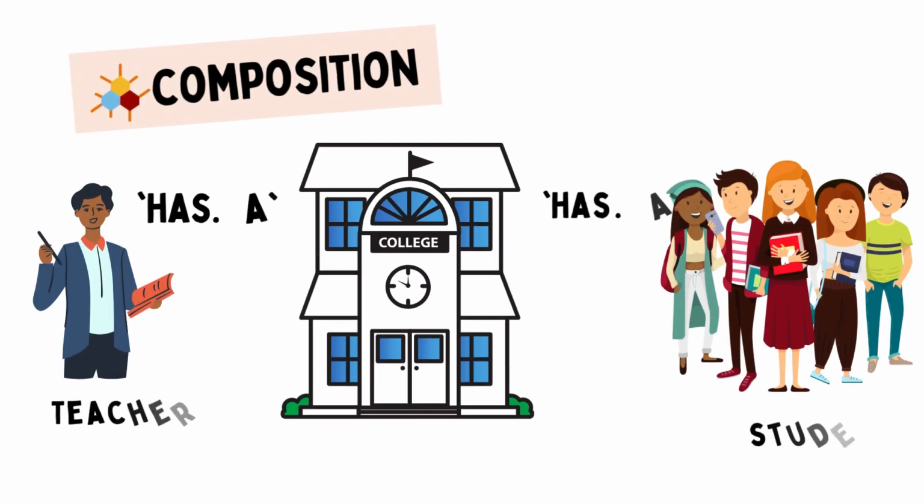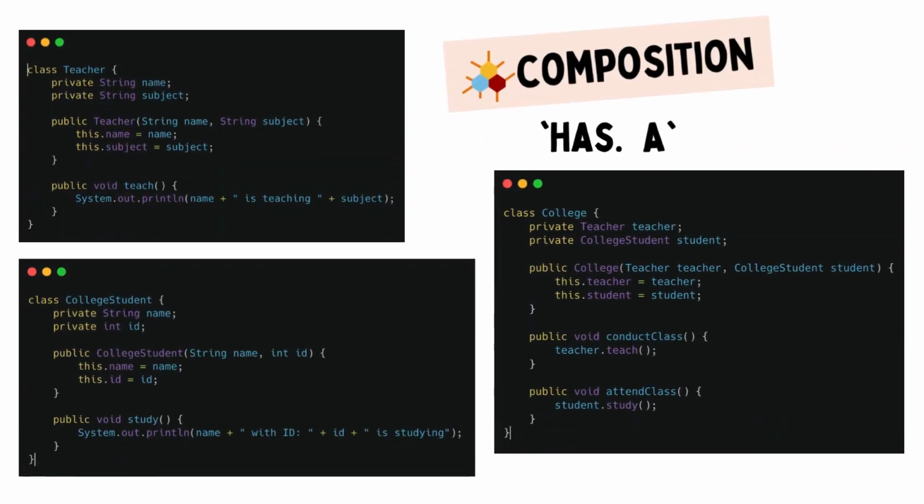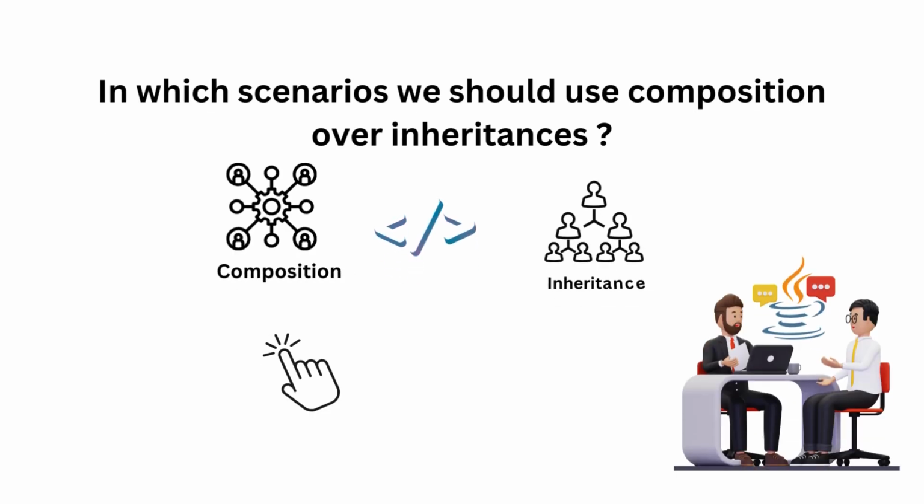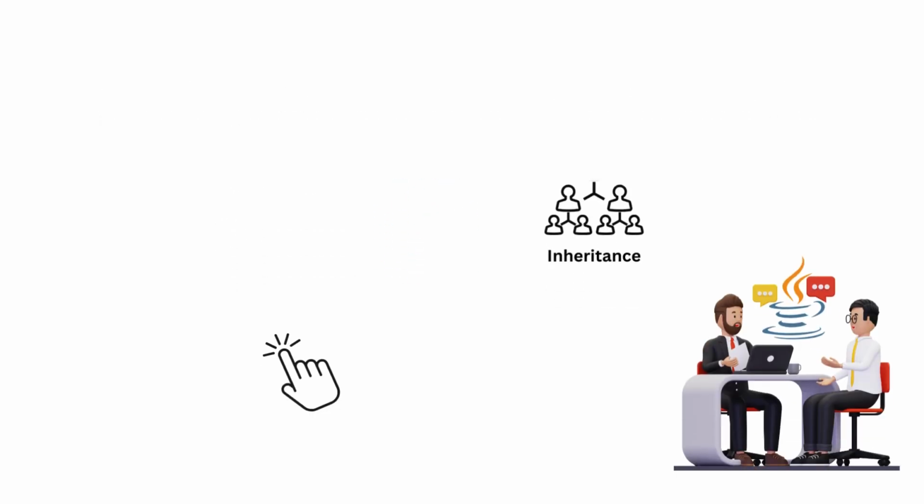Now let's move to composition. Composition is a has-a relationship where a class contains an instance of another class as one of its members. In which scenarios should we use composition over inheritance?